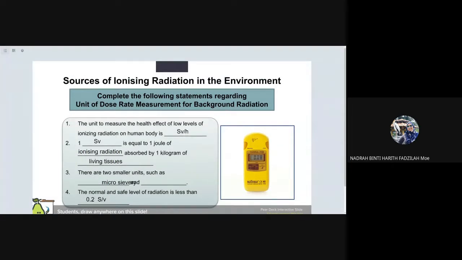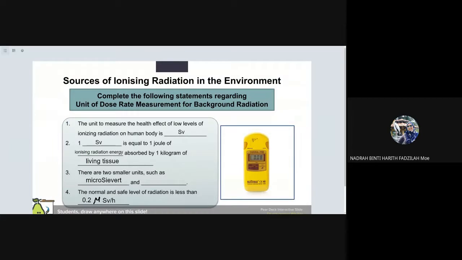Alright, sekejap saya tengok dekat sini ada tak yang dah tulis so that it can be a good sample answer. Okay, dia punya sievert ya. So, normal and safe level of radiation tu ialah 0.2 microsievert. So, thank you Ifrah. Ifrah draw simbol micro tu. Very good. Satu lagi Ifrah ialah millisievert ya. Untuk statement number 3 tu, two smaller units tu adalah microsievert and millisievert. Thank you Ifrah.